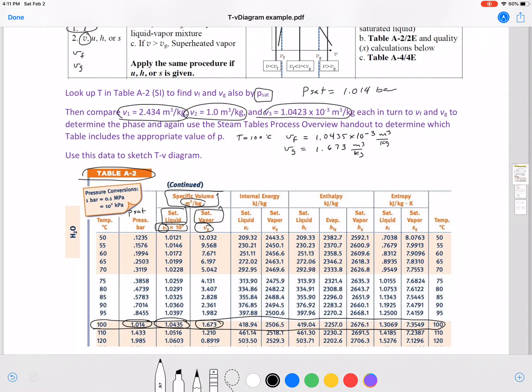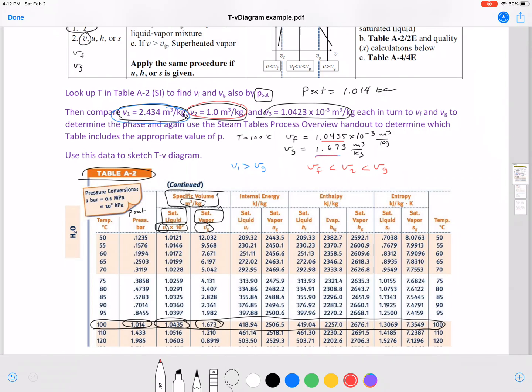So first of all, let's just compare 1, 2, and 3 with our VF and VG and see where they lie. V1 is greater than VG. This one is greater than this one. And V2 lies between, so VF is less than V2 is less than VG. This value is between this value and this value.